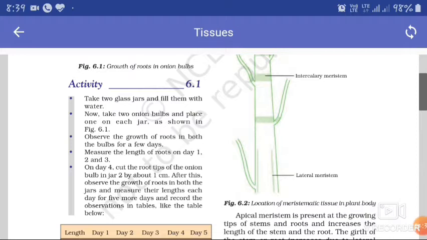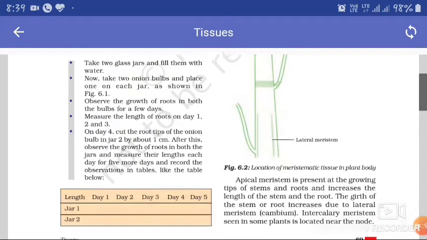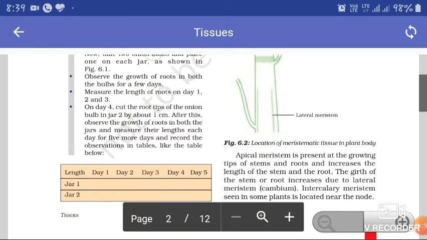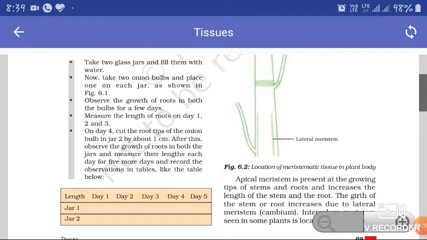After this, observe the growth of roots in both jars and measure their length each day for 5 more days, and record the observations in a table like the one given below. Okay, you can observe it. Here is the location of meristematic tissue in a plant.